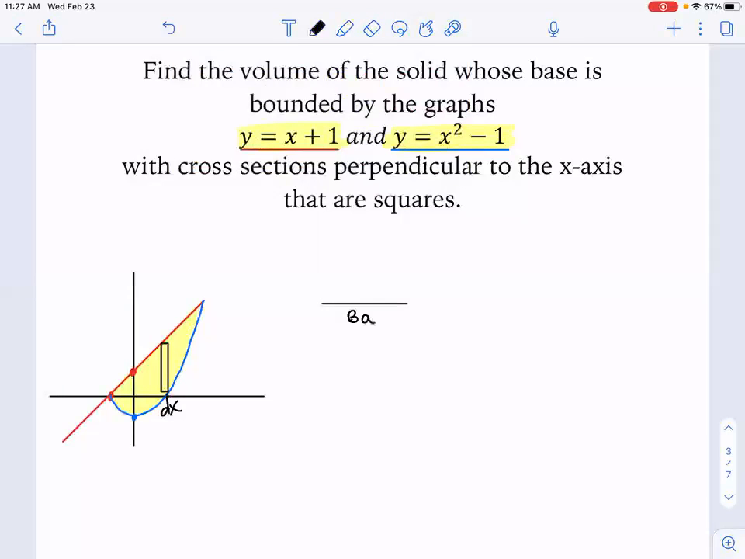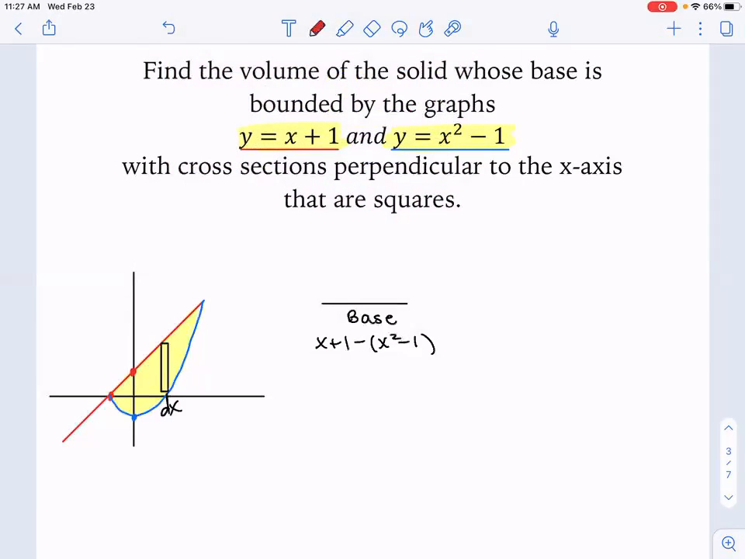This is our base. Okay, let's talk about the length of our base. What is the length of this slice right here? Well, since we're going in terms of dx, we need to take top minus bottom. Our top function is x plus 1 minus our bottom function, x squared minus 1. Okay, that's the length of our base. Now, that's going to be the same no matter what we do. What changes now is what the shape is.